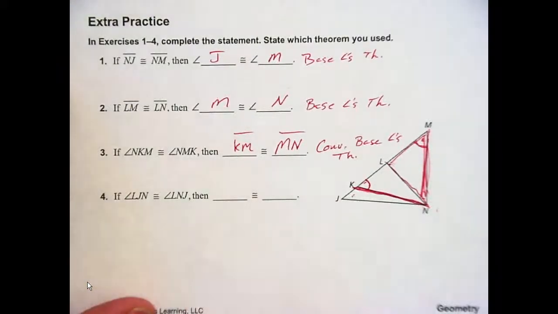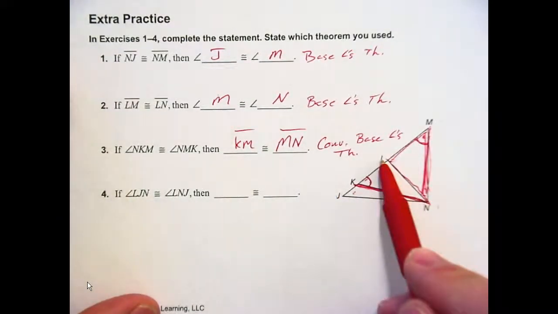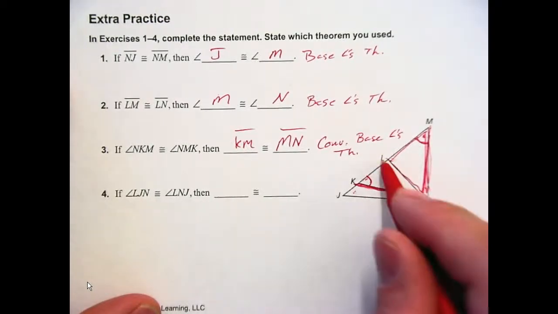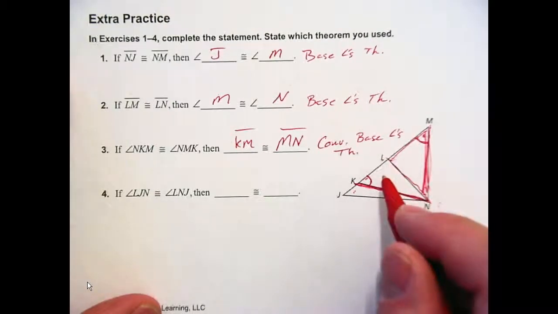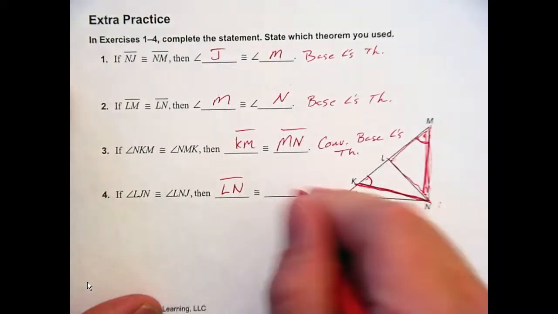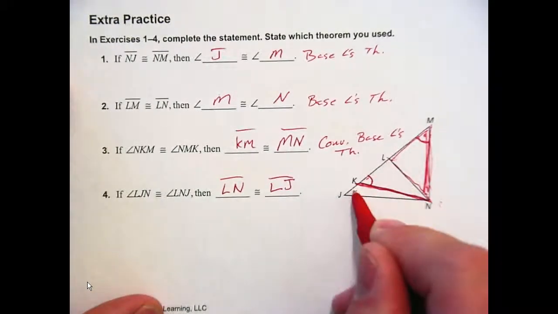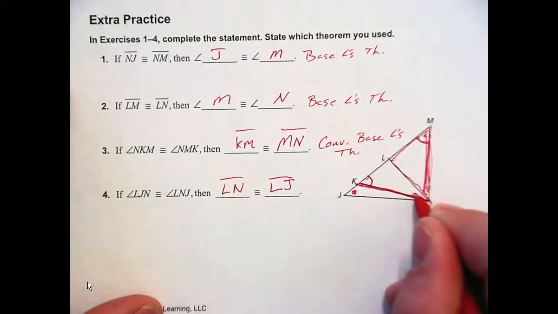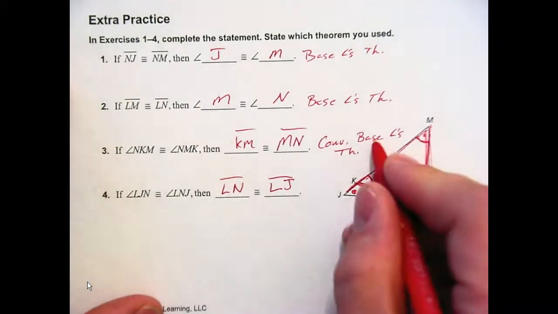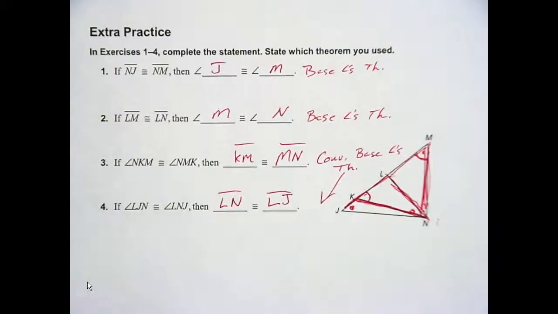LJN is congruent to LJ, then line LN is congruent to line... almost. I think it's LN to LJ. Right? So if we know that this angle is congruent to that angle, then that side is congruent to that side. Okay? And same one, right? Converse of the base angles theorem? Same thing. Okay. Any questions there?